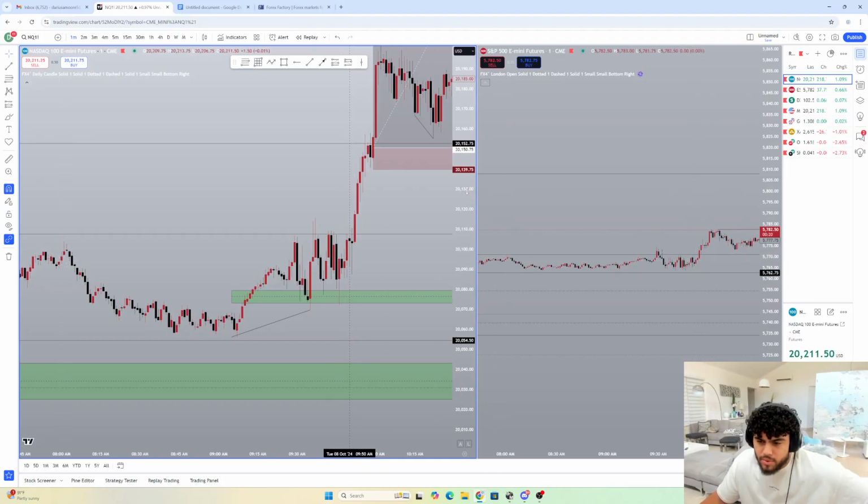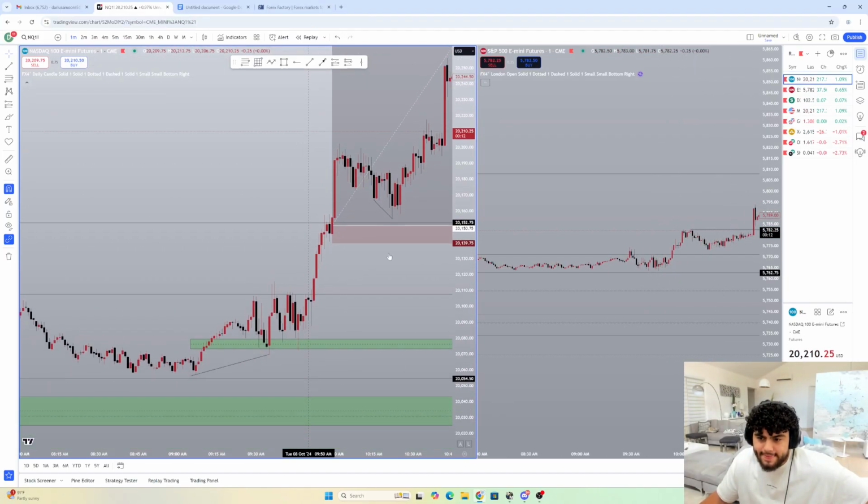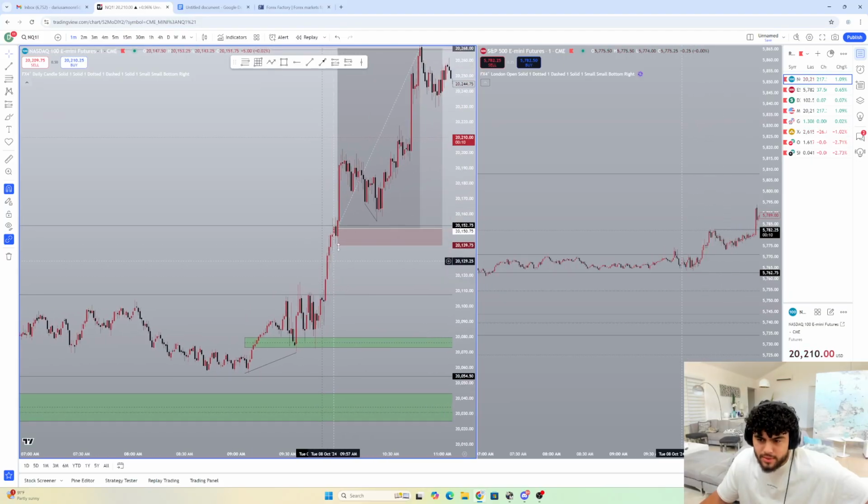That would have been a bold entry in my opinion, but would have been valid because we got this SMT within this 5 minute gap and we're clearly bullish. I personally didn't take it. My entry today was a little bit unorthodox.